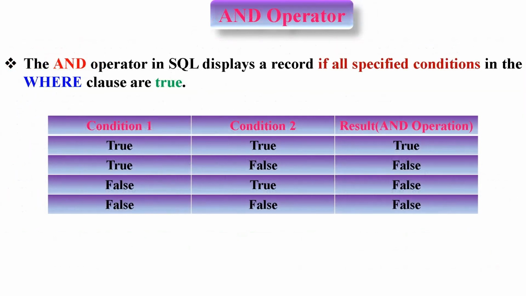The AND operator. The AND operator in SQL displays a record if all specified conditions in the WHERE clause are true. As shown in the table, when both condition 1 and condition 2 are true, then only is the result true. If either of them is false, the result becomes false.